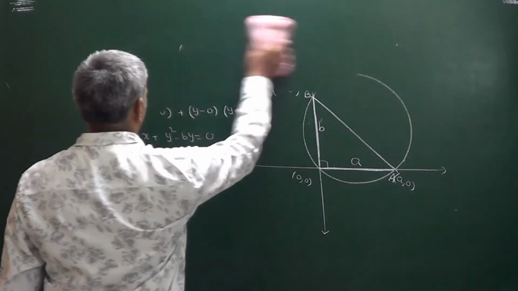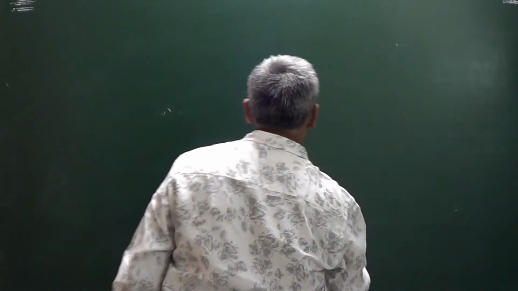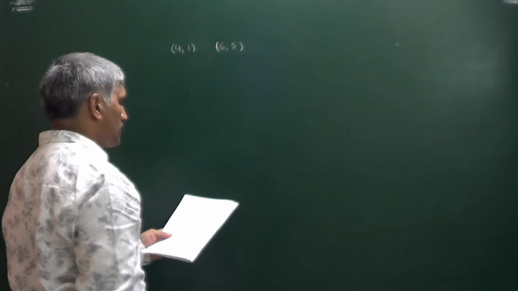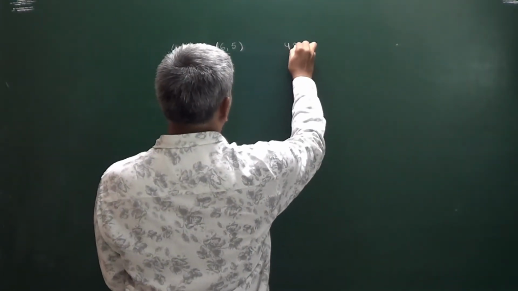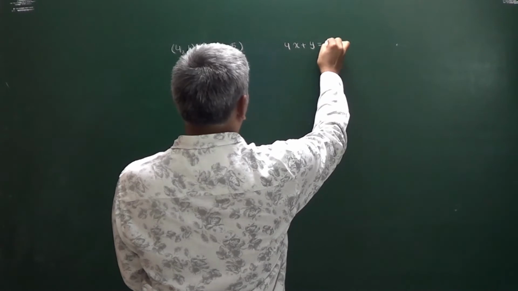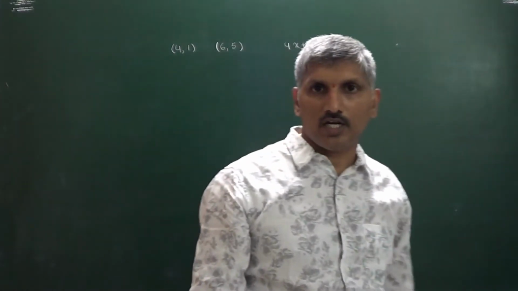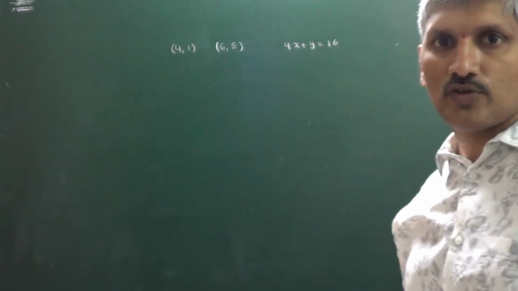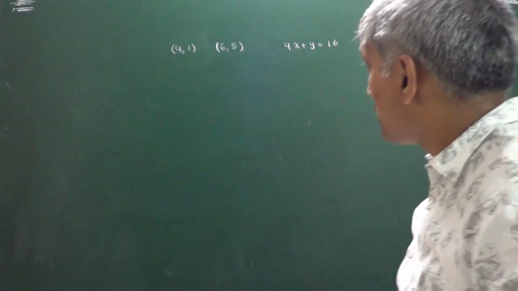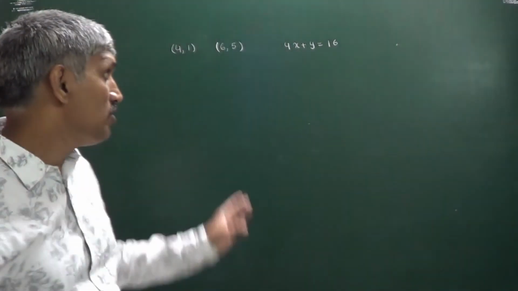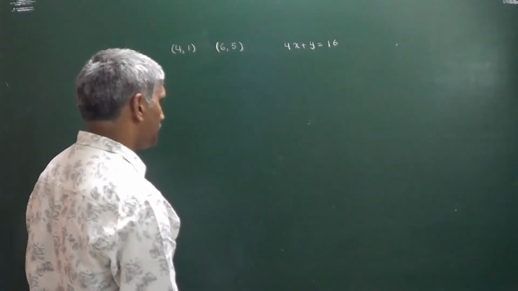So this is another question. They have given it like this. I will try to discuss this question in different ways. The question is: a circle is passing through the points (4, 1) and (6, 5), and the center lies on the line 4x plus y equals 16. We have to find the equation of the circle passing through the 2 points (4, 1) and (6, 5), with the center of the circle lying on the line 4x plus y equals 16.